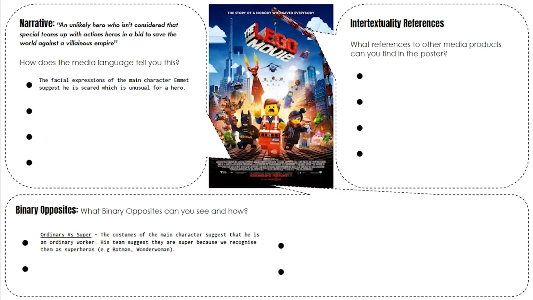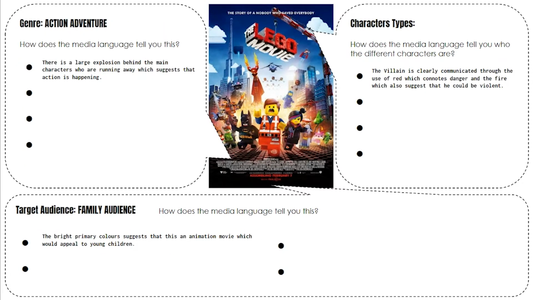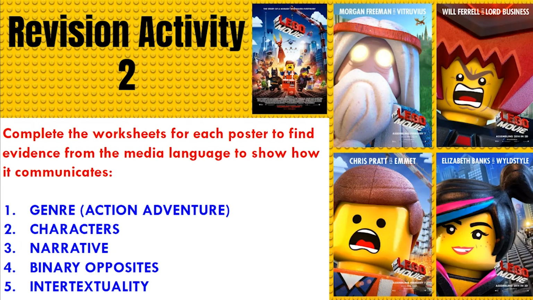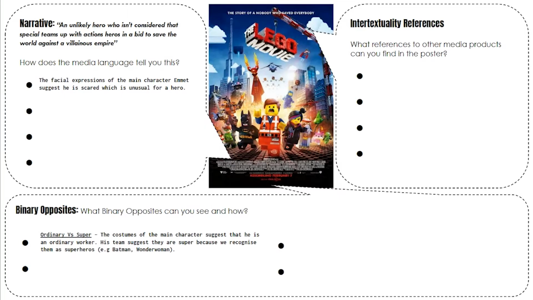I have created 2 revision sheets which I have linked in the description, and so it would be a good idea to complete those by finding evidence from each set poster to show how it communicates genre, characters, narrative, binary opposites, and intertextuality. For the main poster, I have included a few points to get you started. So take a pause here and complete that activity before moving on.